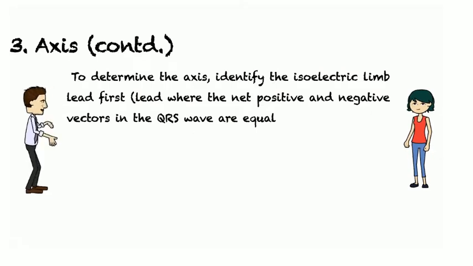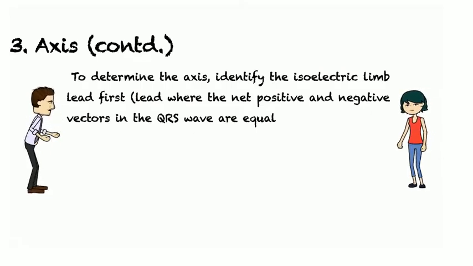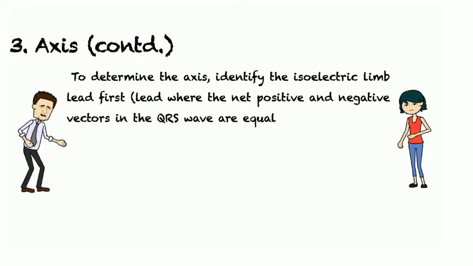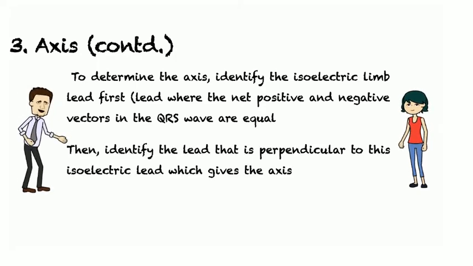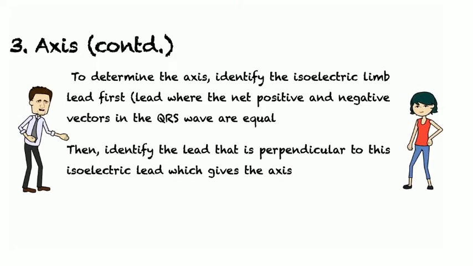To determine the axis, identify the isoelectric limb lead first, that is, the lead where the net positive and negative vectors in the QRS wave are equal. Then, identify the lead that is perpendicular to this isoelectric lead, which gives the axis.